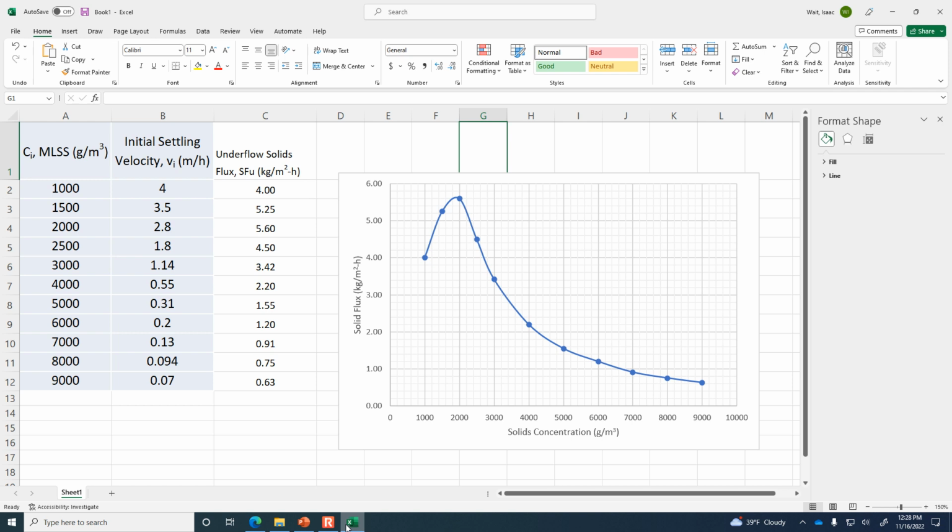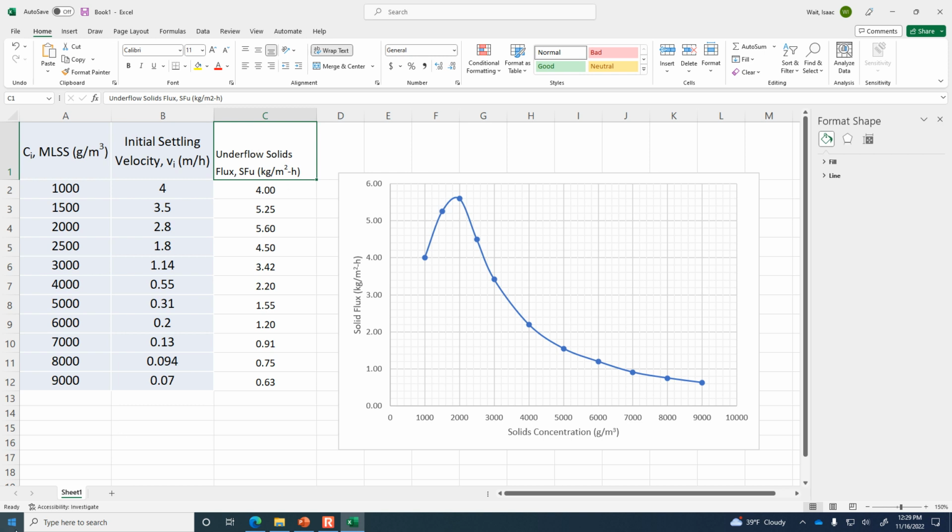So calculate the clarifier overflow solid flux using the formula S sub F is Q times X divided by A. Now what we calculated before this, based on the batch data, this is the underflow performance because it's settling velocities versus concentration. This overflow solid flux is more about what's coming into the top of the clarifier. So it's going to be based on the flow rate, the concentration of mixed liquor suspended solids, and the area.